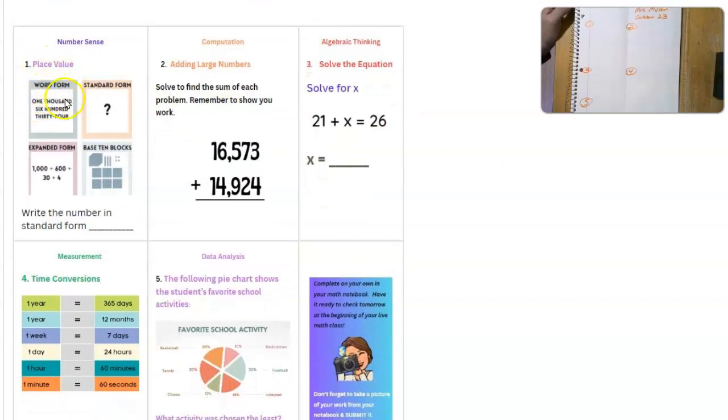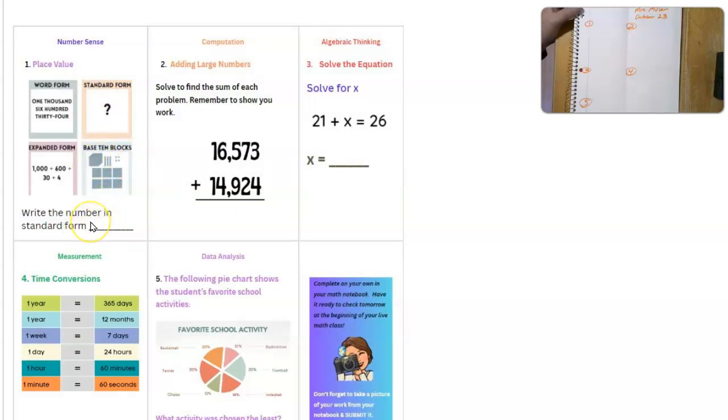1. Place value. I see word form, expanded form, and base 10 blocks. Write the number in standard form. So in word form, this number shows 1,634. In expanded form, 1,000 plus 600 plus 30 plus 4. Base 10 blocks, you can see the 1,000 block, 600s, 3 10s, and 4 1s.